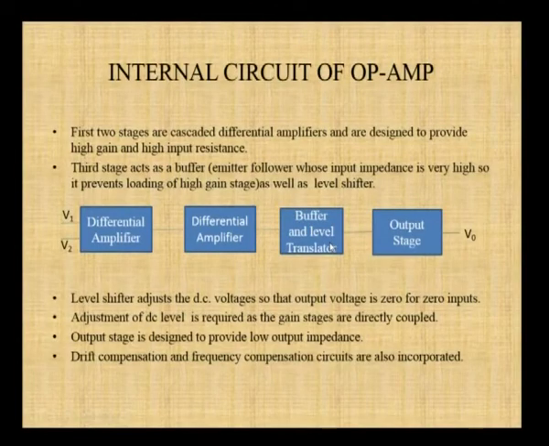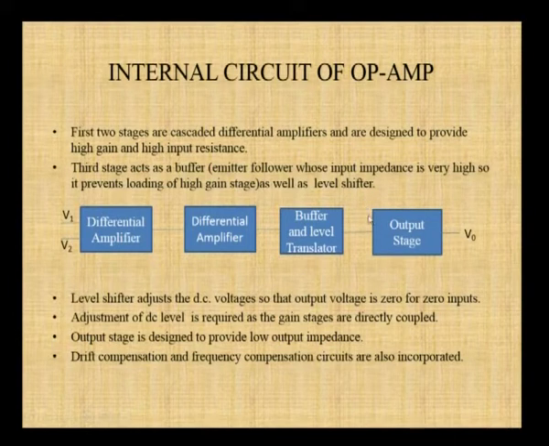The third stage is a buffer and a level translator. This buffer, which is nothing but an emitter follower, also produces a high input impedance and does not act as a load to the previous stages. It is called a buffer because it does not affect the preceding stage and the succeeding stage of the circuit. And the level translator is used here because the differential amplifiers are directly coupled without any capacitors. So the level shifter adjusts the DC values of the circuit so that the output is 0 for 0 input. And the last stage is the output stage, which has low output impedance.